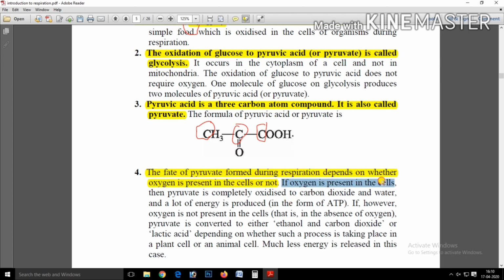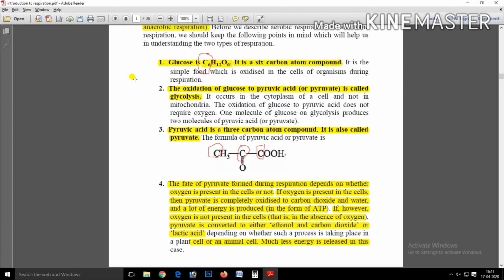If oxygen is present, then the pyruvate will be completely oxidized and it will release a lot of energy, and as a waste product it will release carbon dioxide and water. But if oxygen is not present, then the pyruvate will not be completely oxidized and it will release very little energy, and as a waste product it will create ethanol and carbon dioxide, and sometimes lactic acid.